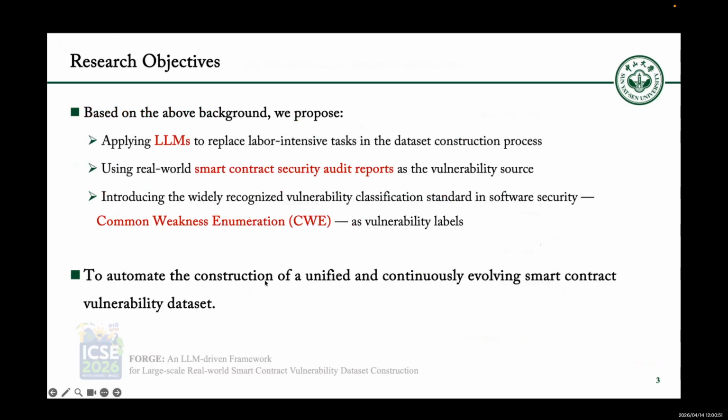To tackle these problems, we apply LLMs to replace the labor-intensive parts of dataset construction. We use real-world smart contract audit reports as our data source, and we adopt CWE, the Common Weakness Enumeration, as a unified taxonomy. CWE is a well-established standard in software security, with a hierarchical structure that covers a wide range of weakness types. This lets us automatically build a unified, continuously evolving smart contract vulnerability dataset.